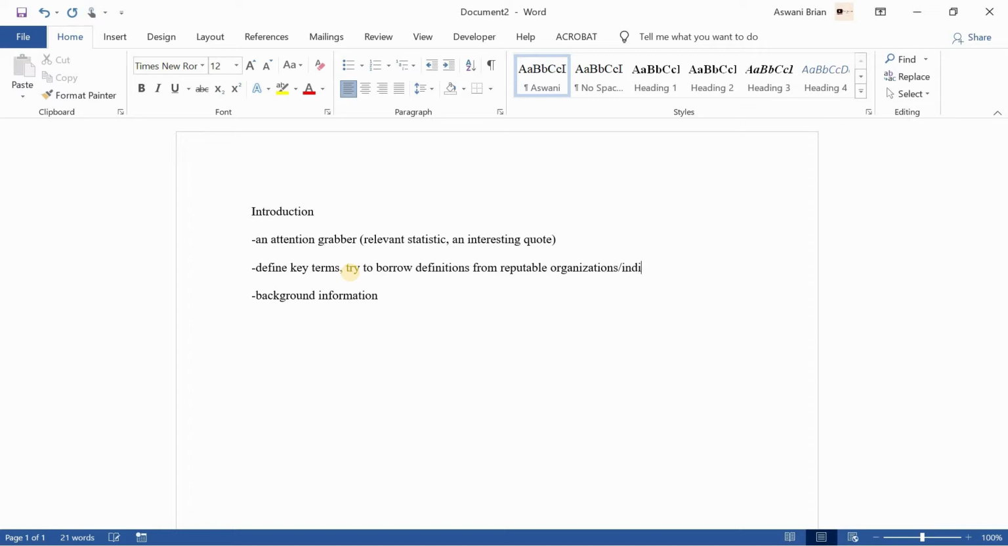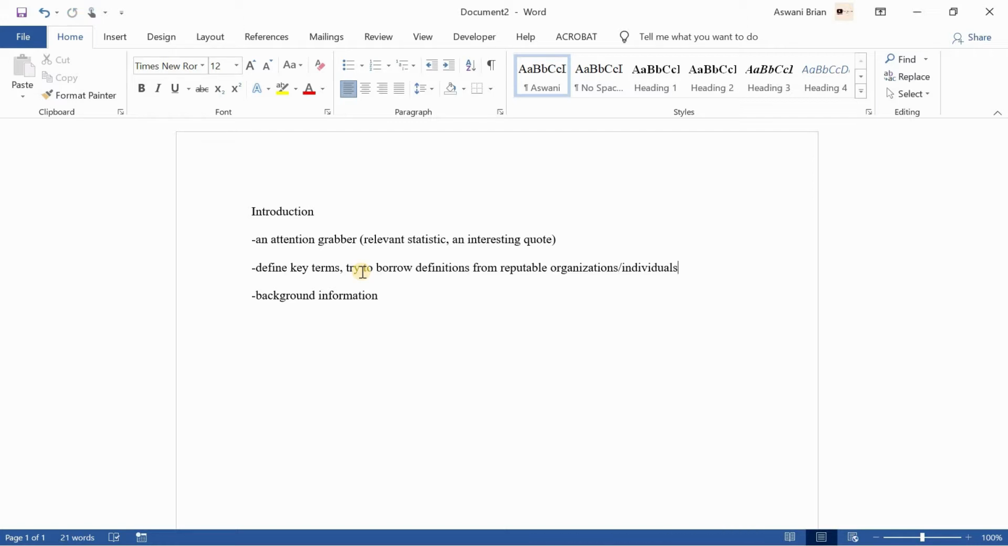Or individuals. But in most cases, it will be organizations. So if you're talking about corruption, you might want to borrow Transparency International's definition, the World Bank definition. In the case of, let me just say obesity, you may want to define it according to the World Health Organization.